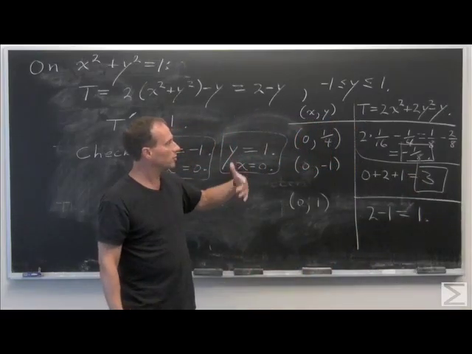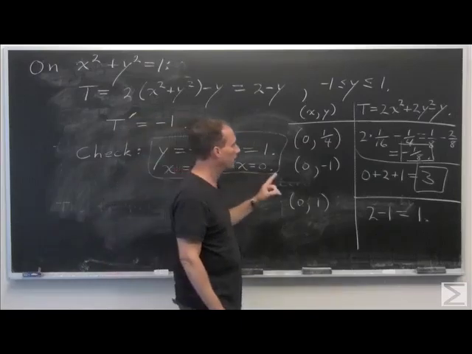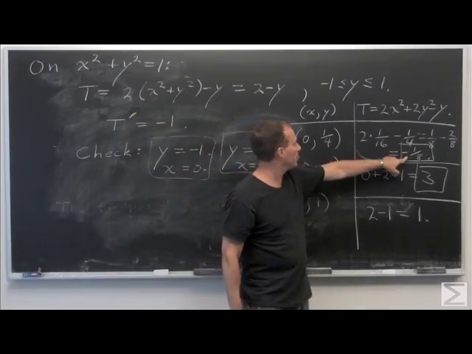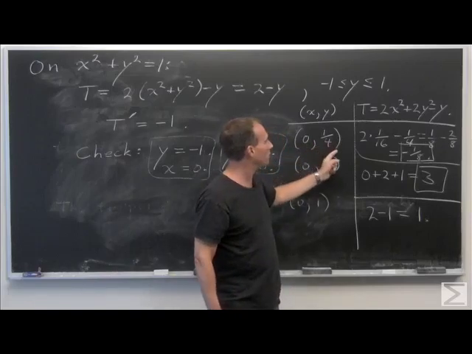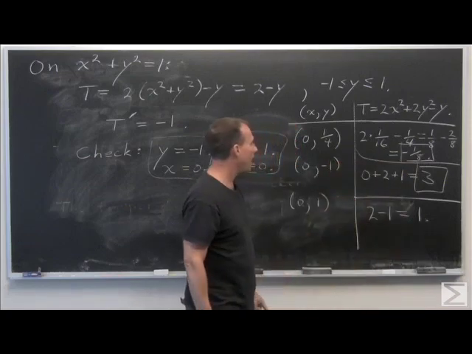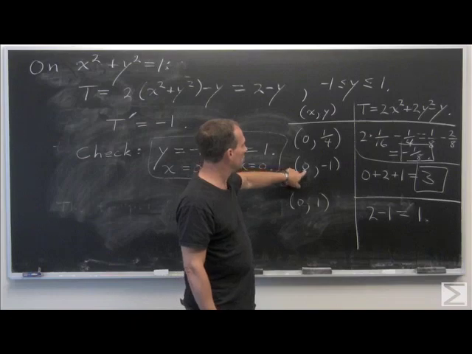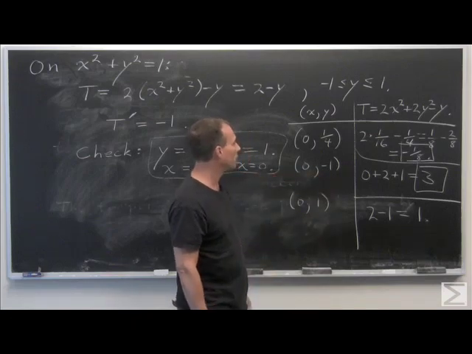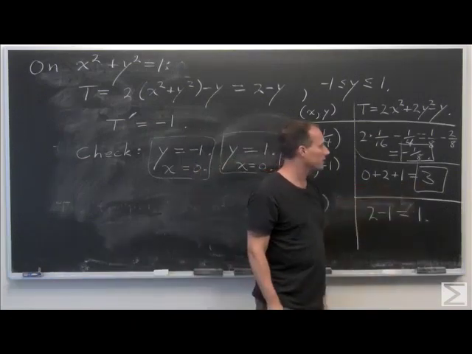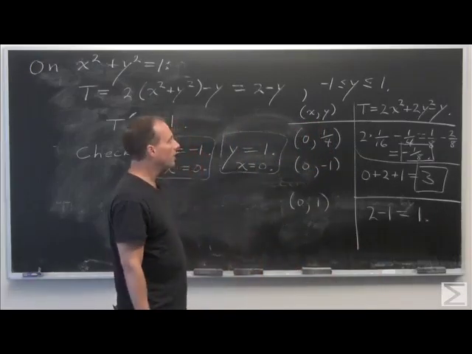So the answer to the question, what we're supposed to find: find the hottest and coldest points on the plate. The coldest point on the plate is at 0, 1/4. And there the temperature is minus 1/8 degrees Celsius. And the hottest point on the plate, which isn't very hot, is at 0, minus 1. So that's a point on the boundary. And the temperature there is 3 degrees Celsius. Okay, well, that's a first example.